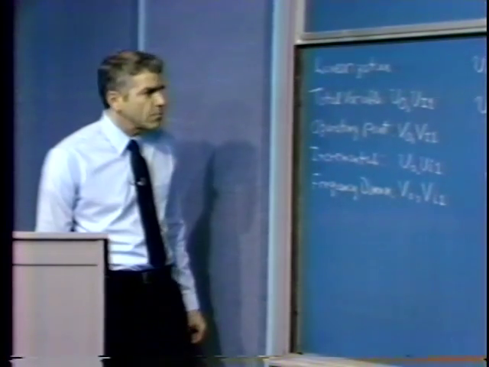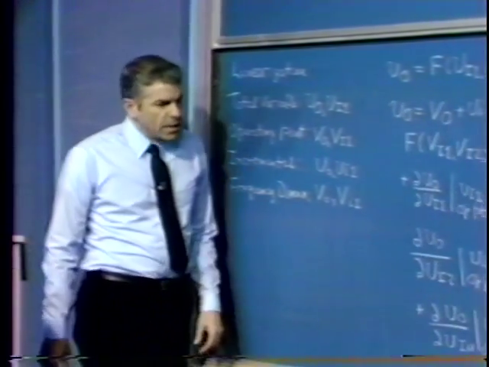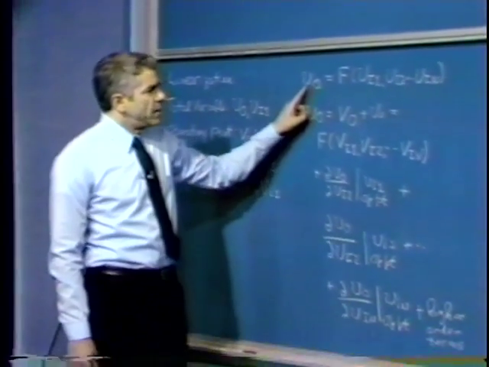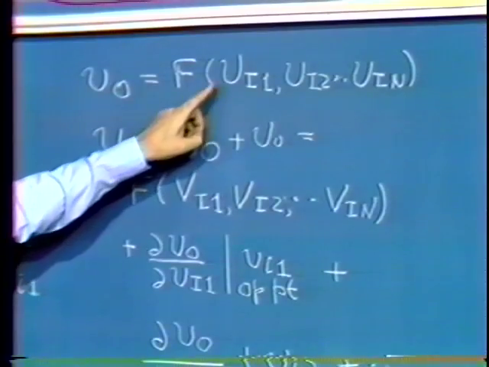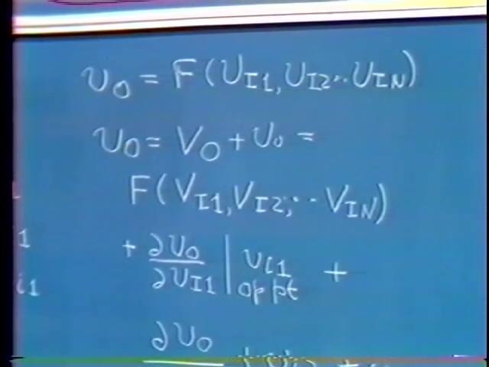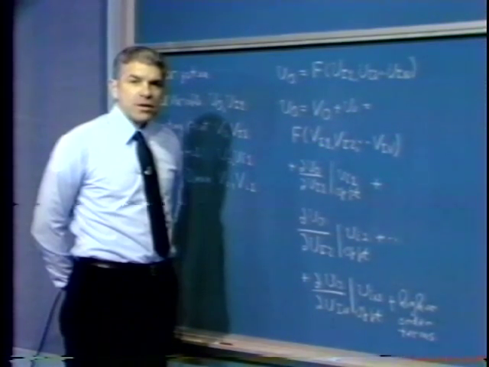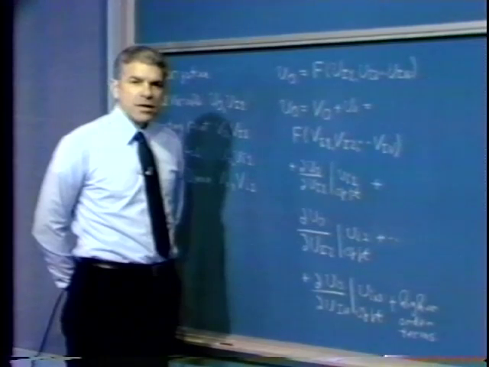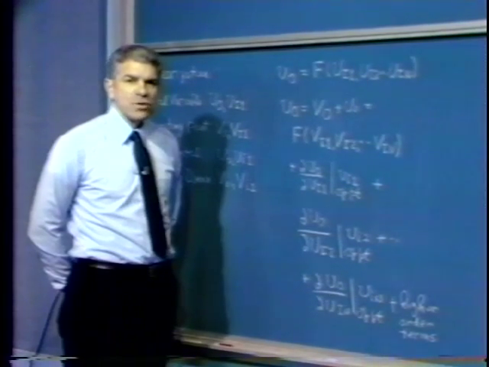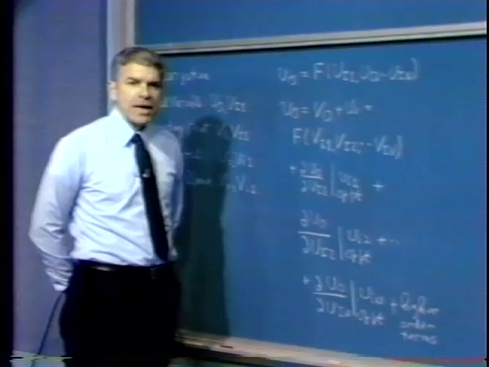Let's consider that we have an output defined as some general function of a number of inputs. And what we'd like to do is see how we develop a linear model that we can use to describe this relationship. The hope is that when we linearize our equation, we're at least able to predict the behavior of a system using that linearized approximation over some restricted range of variation about an operating point.